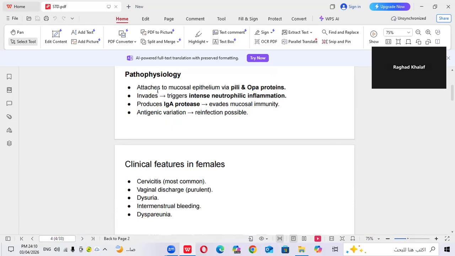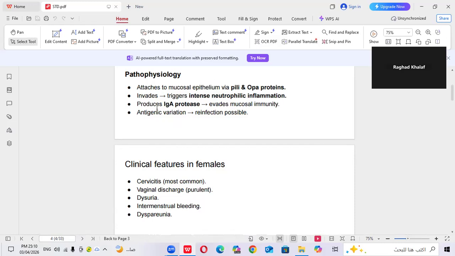For the pathophysiology, this microorganism starts by attaching to the mucosal epithelium via pili and opa proteins, and once it has made sure that it is attached to the mucosa, it then does the invasion. And once it is inside the mucosal cell, it triggers intense neutrophilic inflammation, which means that the immune system is going to recruit more and more neutrophils to the area where the gonorrhea is attached or has already entered inside the mucosa.